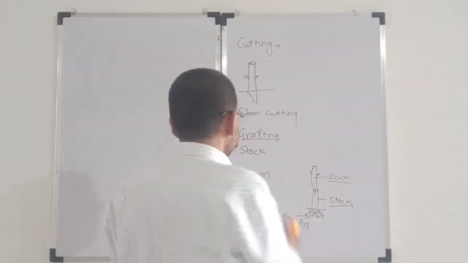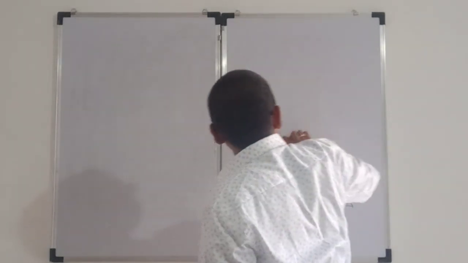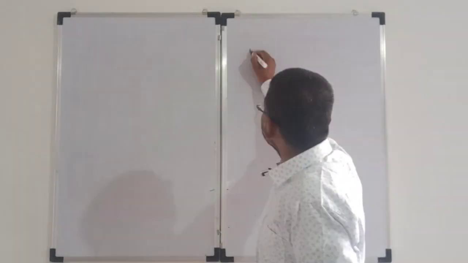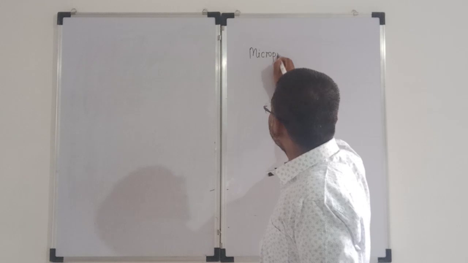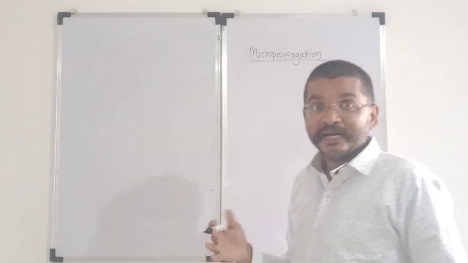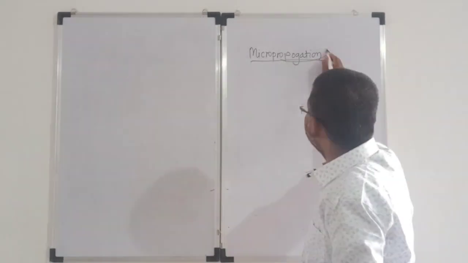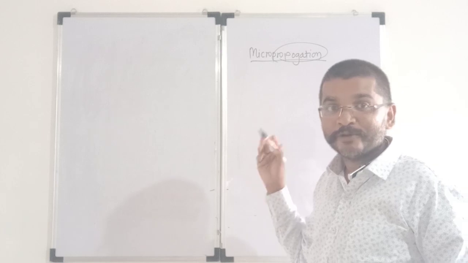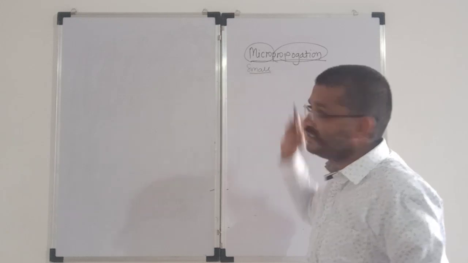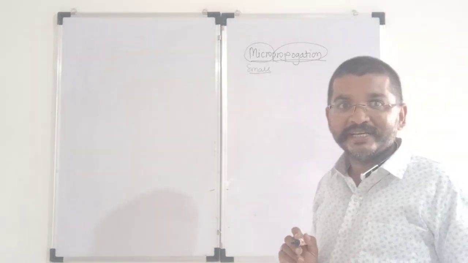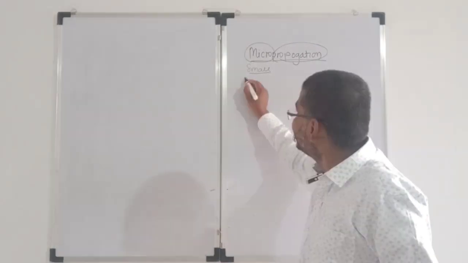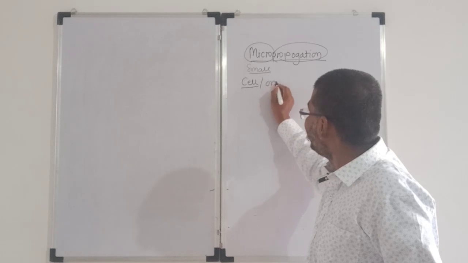And the last part of today's lecture is micropropagation. Micropropagation is the last type of artificial method of vegetative propagation. So what is micropropagation? That we have to see finally. Again the same word here, propagation means multiplication. Micro plus multiplication. What is micro? Micro is a small thing. If the reproduction takes place by using a small thing, what is it? Either a cell or an organ.